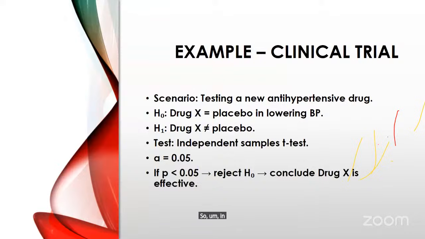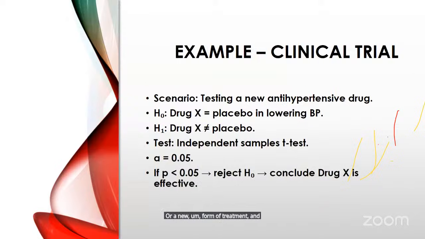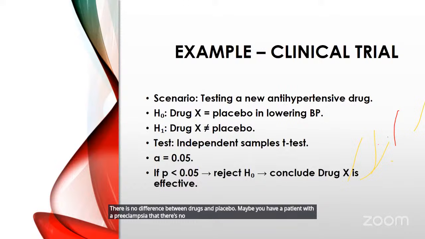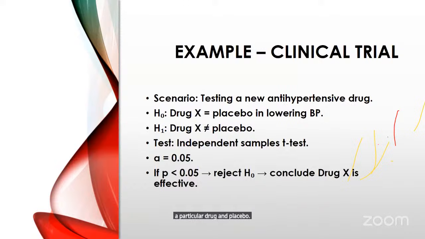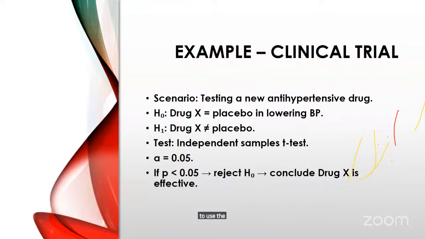So in a clinical scenario now, if you want to test a new antihypertensive drug or a new form of treatment, and you say that there is no difference between drug X and placebo, maybe you have patients with preeclampsia, that there is no difference between a particular drug and placebo in bringing down the blood pressure, your alternative hypothesis says that there is actually a difference. And then you choose to use the independent t-test, you set your alpha at 0.05. So if by the time you do your analysis, the p is less than 0.05, it means that there's actually a statistically significant difference. So you reject the null hypothesis, which says that there's no difference between your test drug and the placebo. So in other words, you now conclude that that particular drug is effective in bringing down the blood pressure.